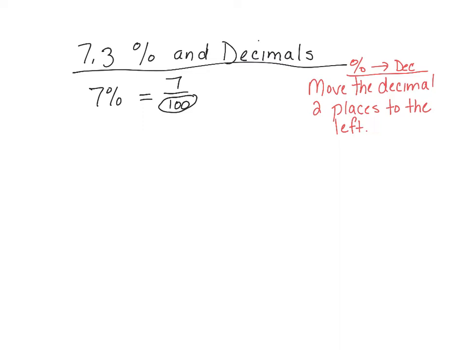So in 7%, the decimal point is after the 7, right? So we go 1, 2, put your decimal point there, and you get 0.07.